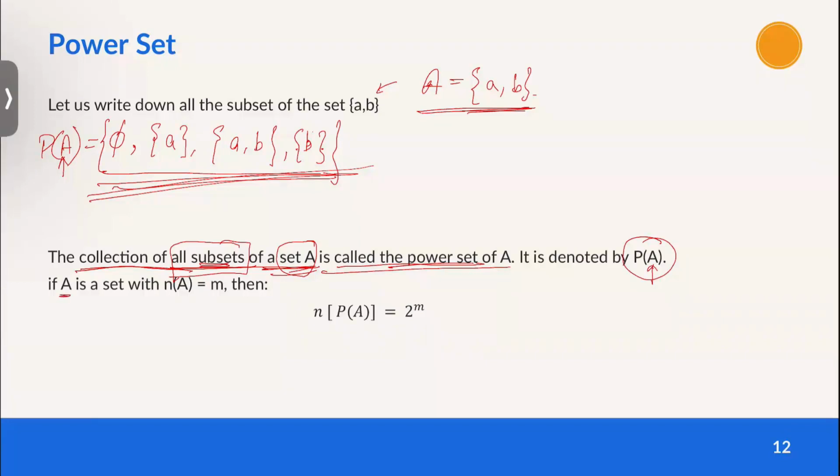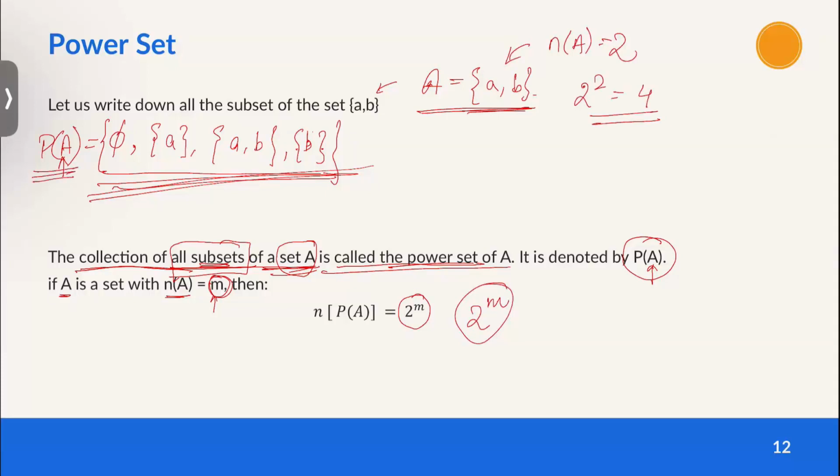Now, if A has m elements, right? N of A denotes the number of elements in A. So if A has m elements, the number of elements in the power set will be given by the formula 2 to the power m. So over here, N of A is 2. So 2 to the power 2 is actually equal to 4. So you can see here in this set, N of P of A is actually equal to 4, right?